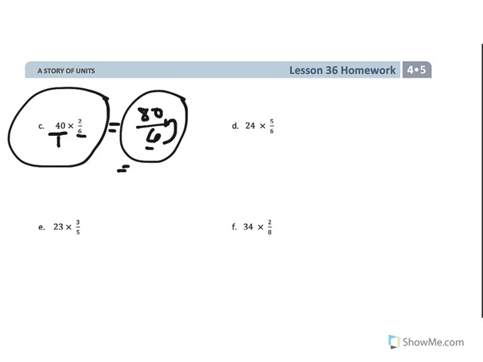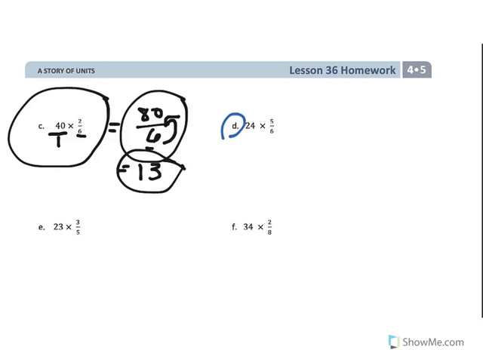So how many times can 6 go into 80 without going over? Try and think about that for a few seconds. It can go into it exactly 13 times. So 80 over 6 would be the appropriate answer, or 13 and 2/6. All right, let's do D.